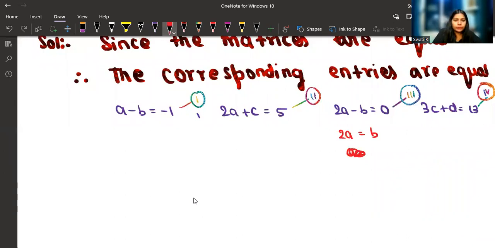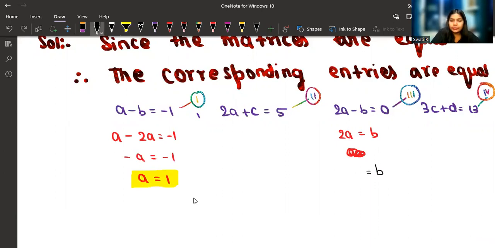Now here what I'm going to do, I'm going to write down A as it is, and in the place of B, I'm going to put 2A, right? So it is A minus 2A equals -1. What is A minus 2A? It is minus A. So minus A equals -1, that means the value of A is 1. So we got our first value, that is A. So if A is 1, can we not find out the value of B? Yes, B will become 2 times A, so 2 times 1, that means B is 2.